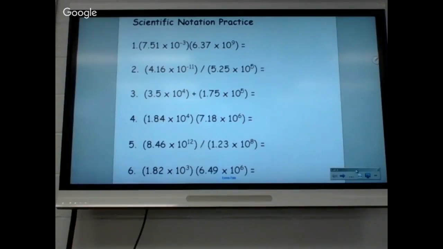Can I call out the answers? All right, question 1: 4.78 times 10 to the 7th. I see nods, yes. Got it. Number 2: 7.92 times 10 to the negative 17. Yes, no? Okay. 3: 2.1 times 10 to the 5th. Okay. Number 4: 1.32 times 10 to the 11th.